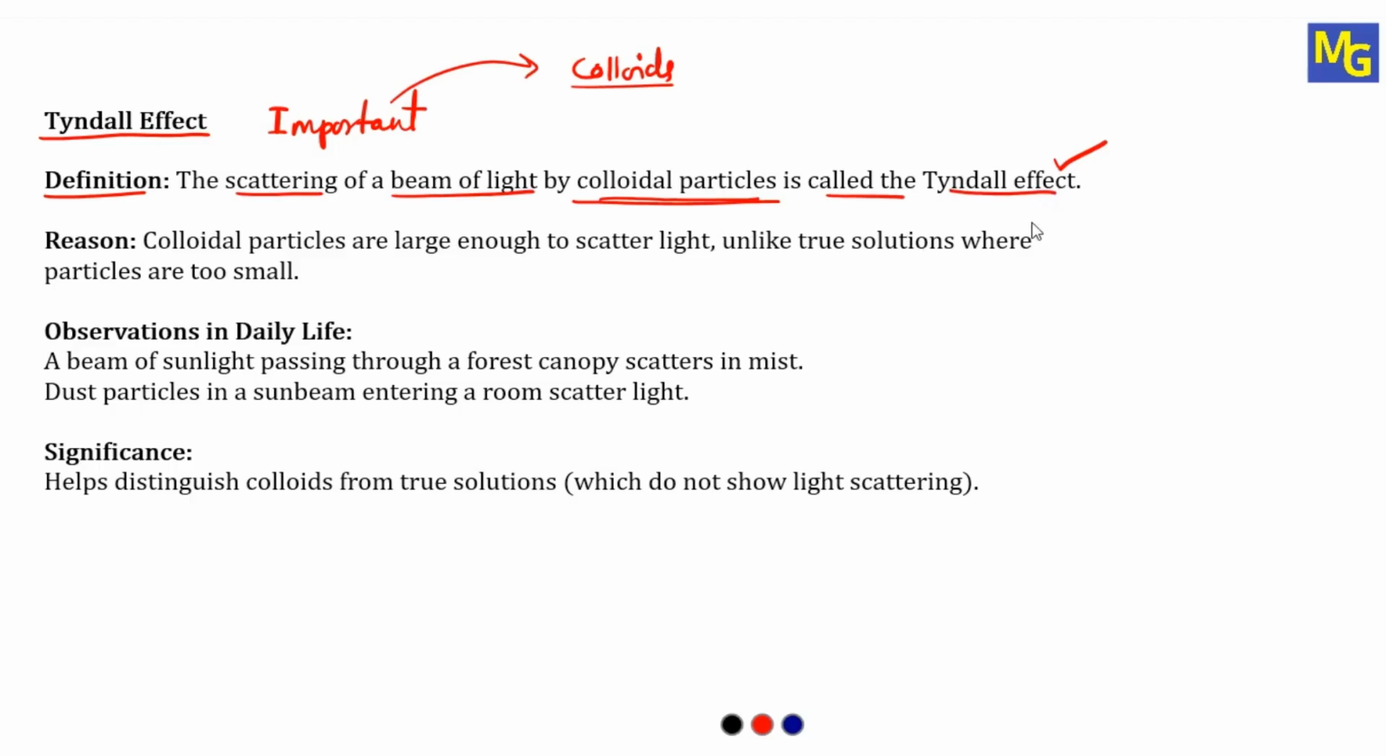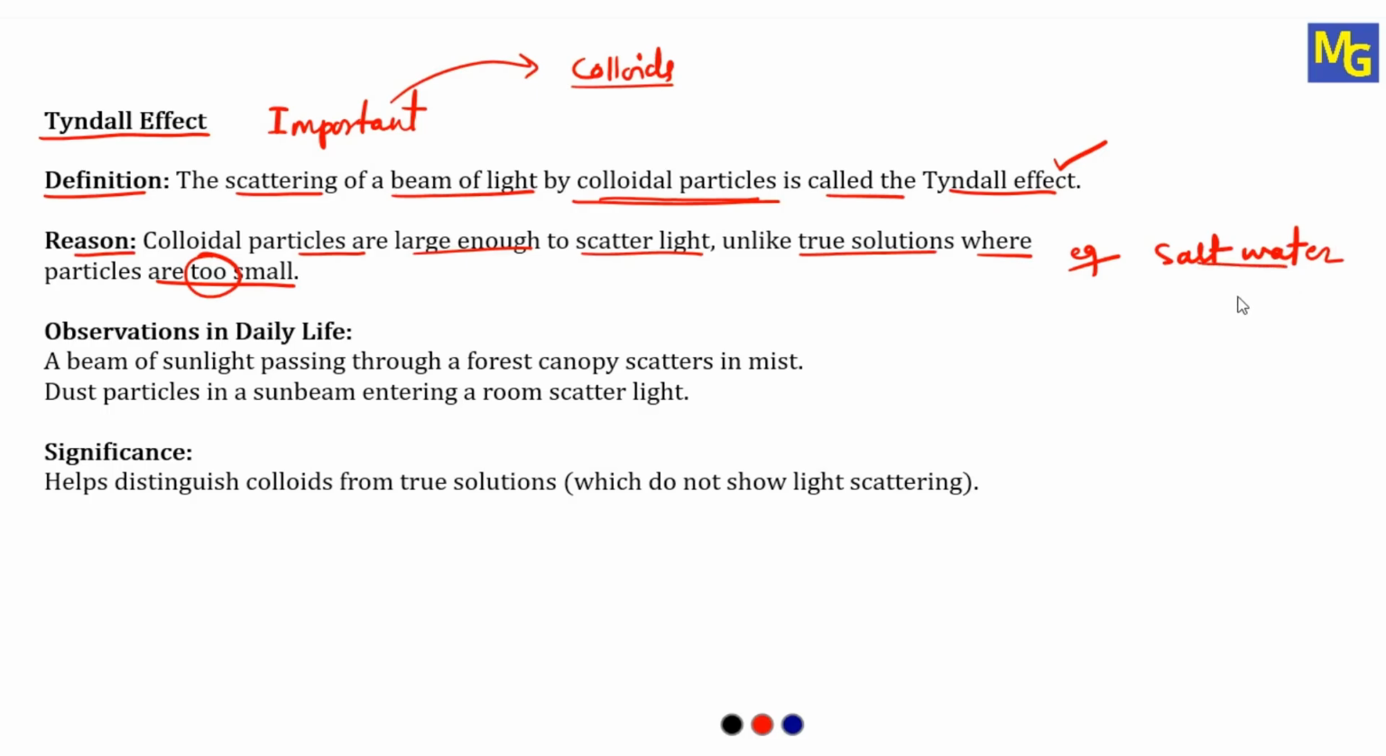And what is the reason for this? The reason is the size of the particle. So see here, a very important reason. Colloidal particles are large enough to scatter light, unlike true solutions where particles are too small. The example is salt water or sugar water. In salt water and sugar water, particles are too small. They are not large enough to scatter the light. So the beam of light is not visible in salt water and sugar water, which are homogeneous solutions.